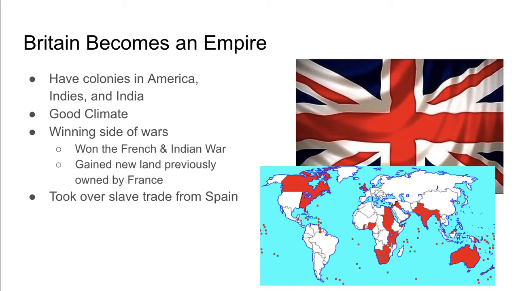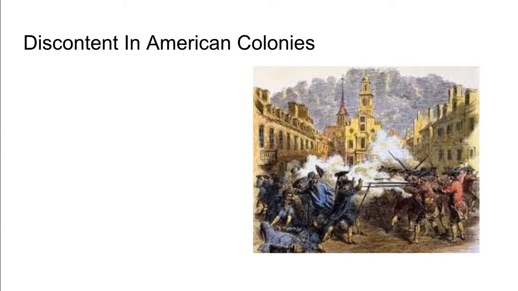Because they started to expand their empire and had a lot of different colonial settlements, they also took over the slave trade from the Spanish. Again, that was a lot of money being exchanged in return for people, growing their empire larger and larger. So with good climate, winning wars, getting more territory, they were taking over a lot of the economy of the world at this time. So let's focus now on the American colonies.